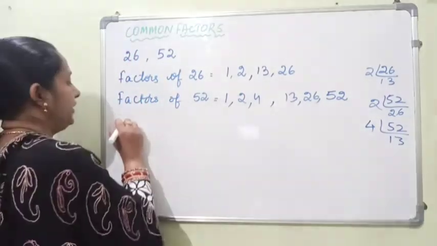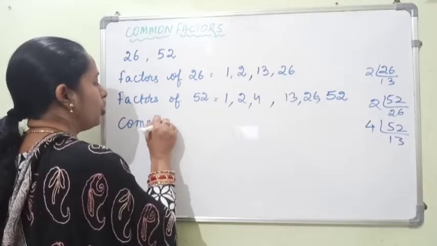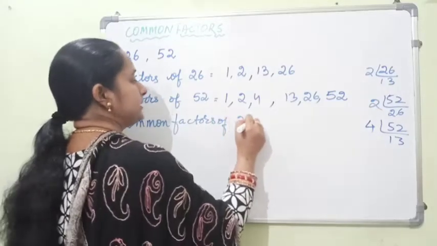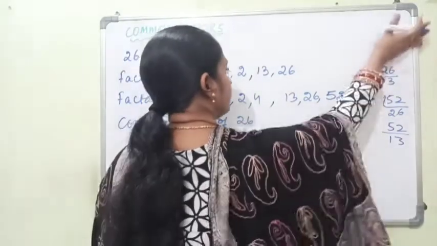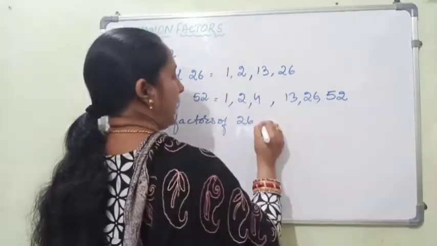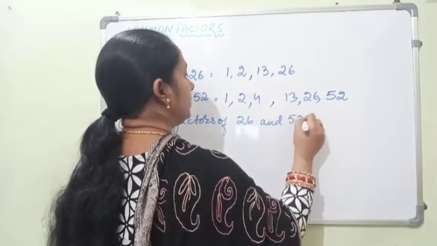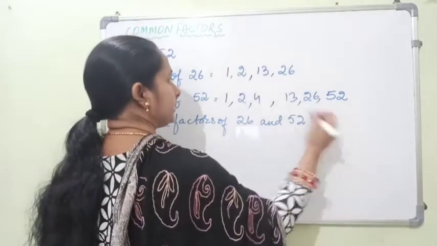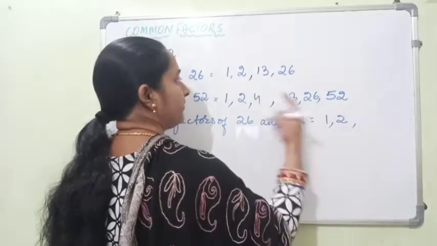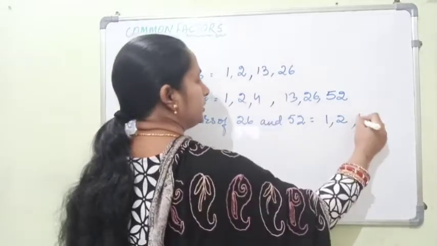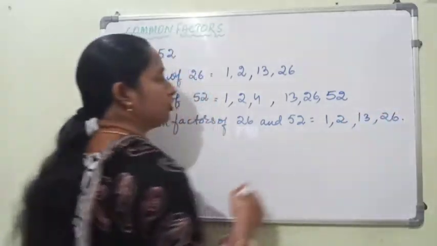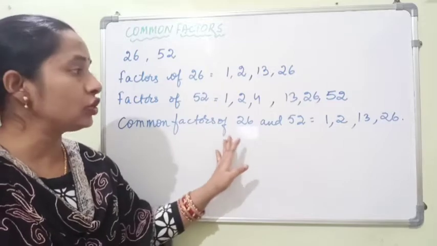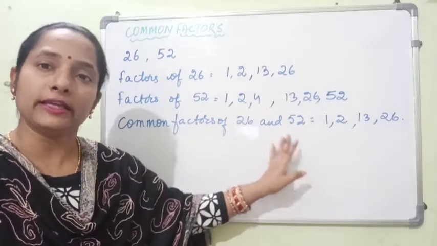Now we need to find their common factors. The common factors of 26 and 52 are the factors that are common in both lists of factors. 1 is a common factor, then 2 is a common factor, 13 is a common factor and 26 is a common factor. So this is the way you will find the common factors of any given numbers.